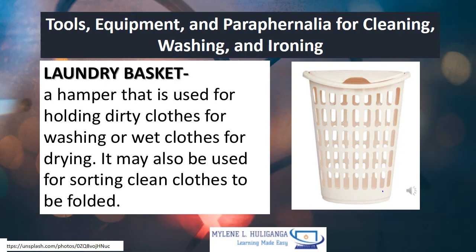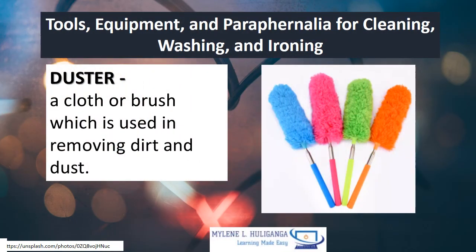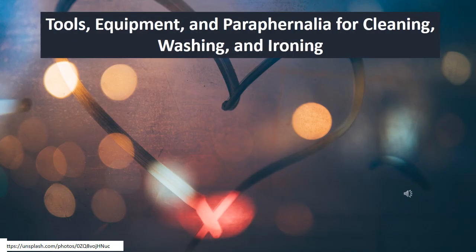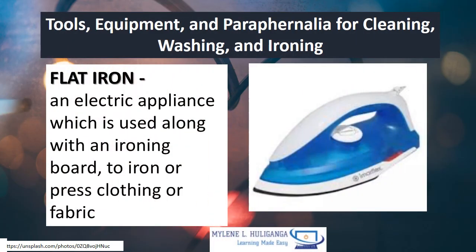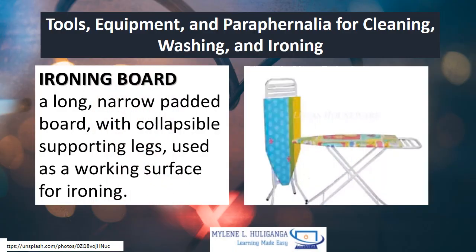Laundry basket, a hamper that is used for holding dirty clothes for washing, or wet clothes for drying. It may also be used for sorting clean clothes to be folded. Duster, a cloth or brush which is used for removing dirt and dust. Flat iron, an electric appliance which is used along with an ironing board to iron or press clothing or fabric. Ironing board, a long narrow padded board with collapsible supporting legs used as a working surface for ironing.